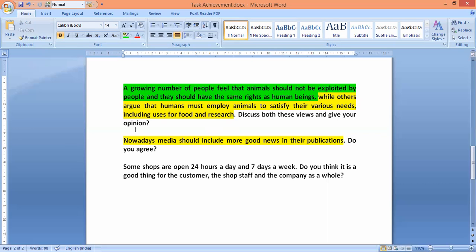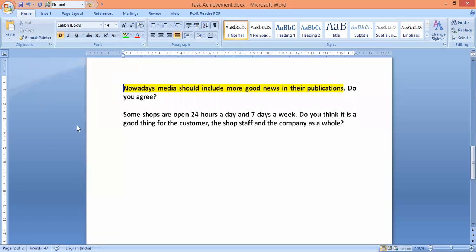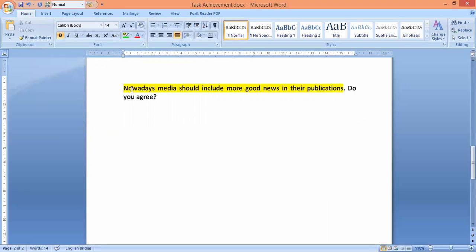All right. So I'll take this as an example. I hope you know that this is the question information and this is the instruction. It suggests what we need to do: do you agree or disagree? Or if they write, do you agree? It's the same thing. So now the question comes in my exam: Nowadays, media should include more good news in their publications. Do you agree?